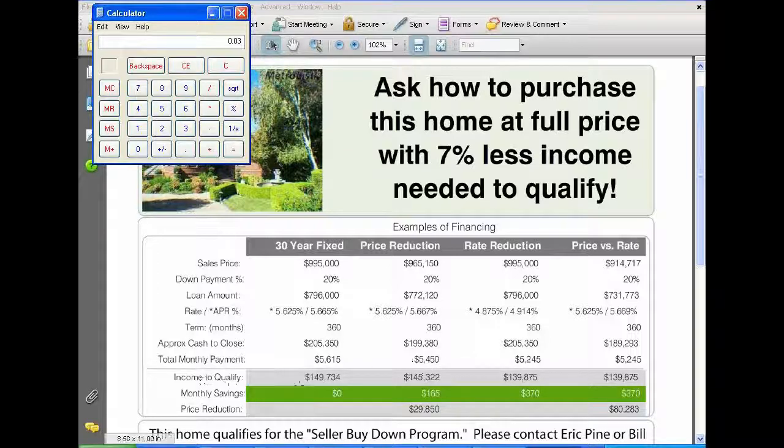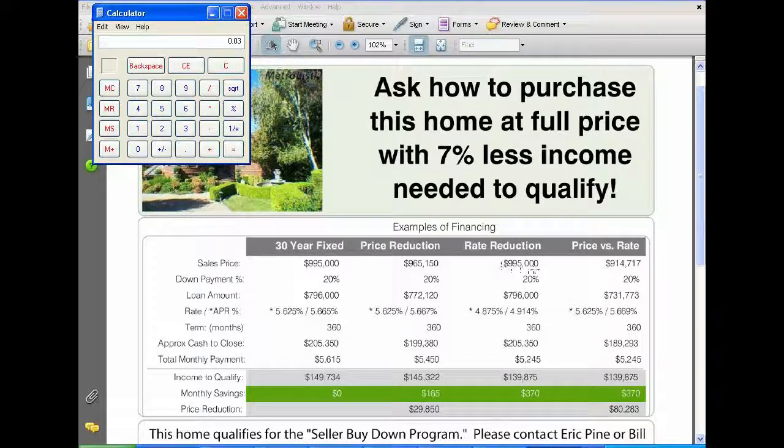That means somebody would have to have an annual income of about $149,000 versus $145,000. So there's a savings of $165, and you reduce the price by $29,850. However, if we tell the seller to take that same 3%, you will open up the pool of qualified buyers, along with making it a benefit for the home buyer also.